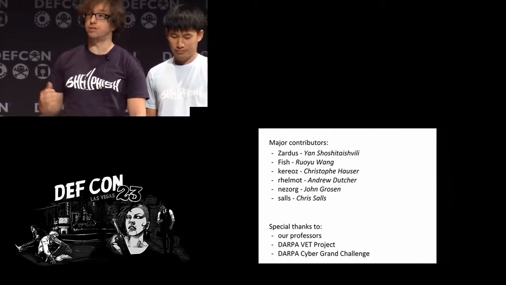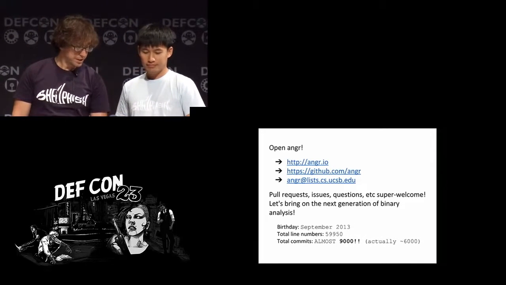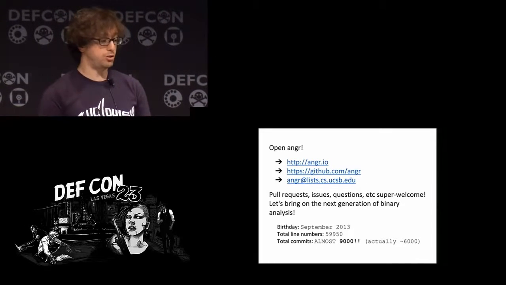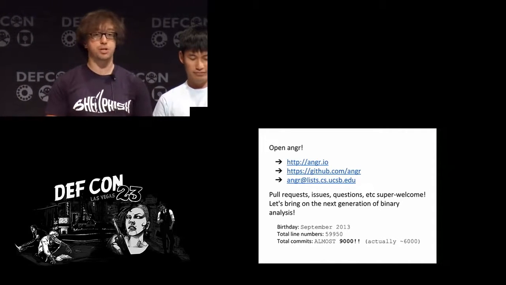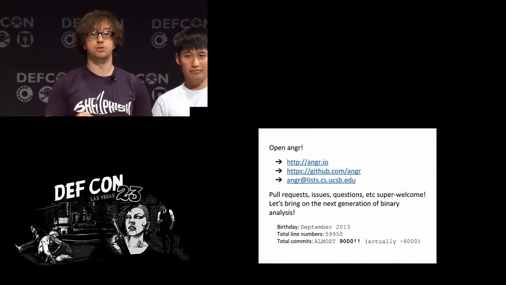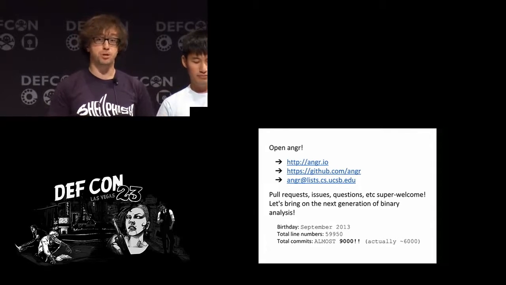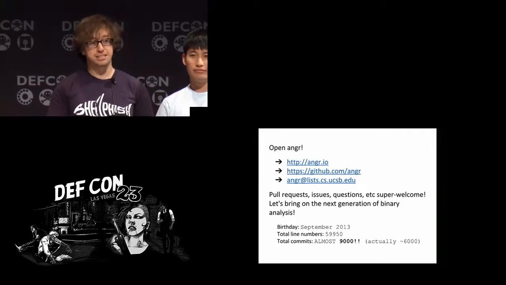And of course, all of the contributors to angr that we've gone over. You can pull it on GitHub. Check out angr.io. Subscribe to our mailing lists. And of course, we welcome pull requests, issues, questions. We are hoping to make this the next generation binary analysis tool, and we hope to work with you to do it. angr is 2 years old now, with almost 60,000 lines of code, about 6,000 commits. It's a big project, and we'd love to have you working on it with us.